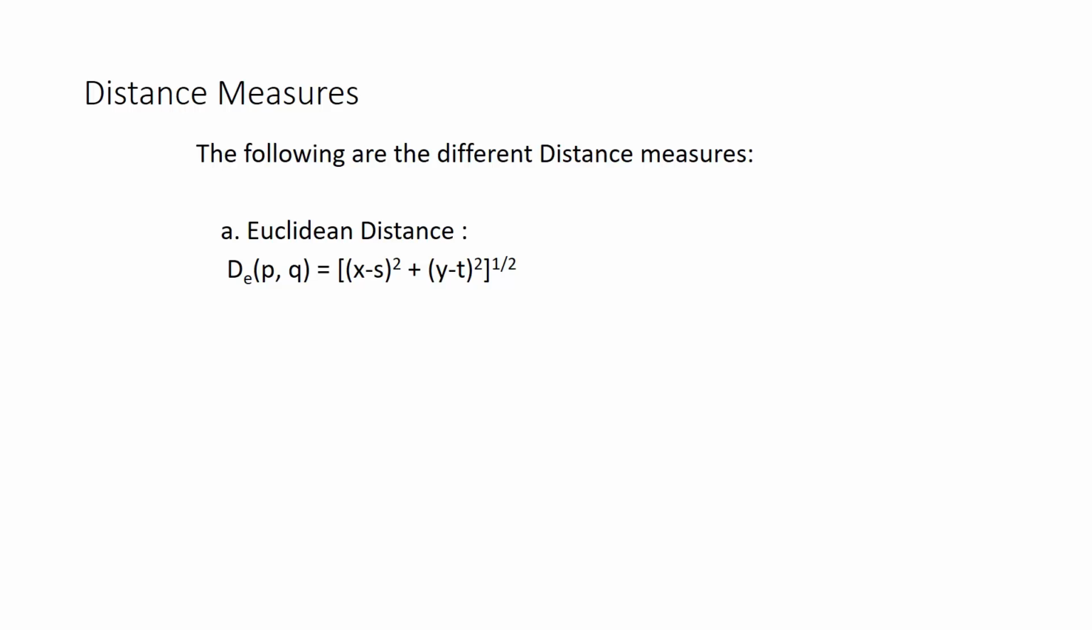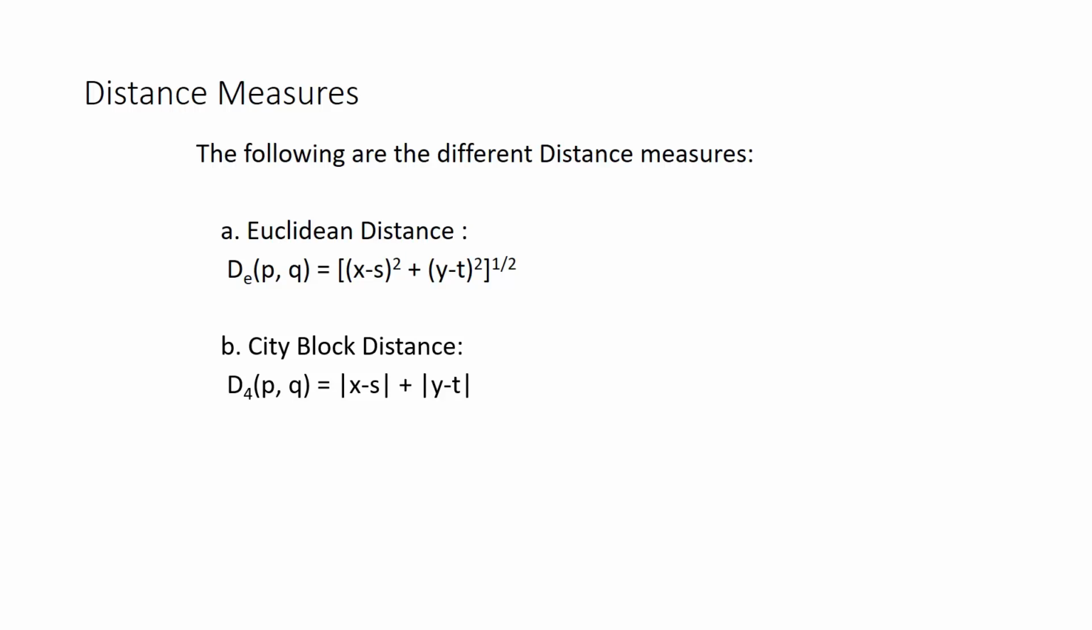Now, the following are the different distance measures. First one is Euclidean distance. So D of P, Q is equal to the square root of (x minus s) squared plus (y minus t) squared, where the set of points Q for which D of P, Q is less than or equal to R are the points contained in the disk of radius R centered at P.